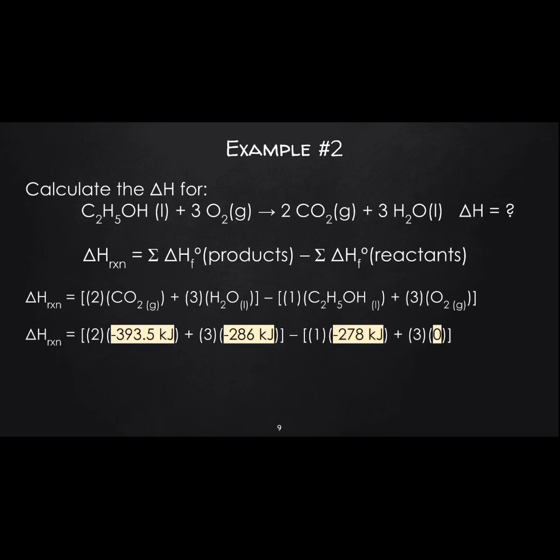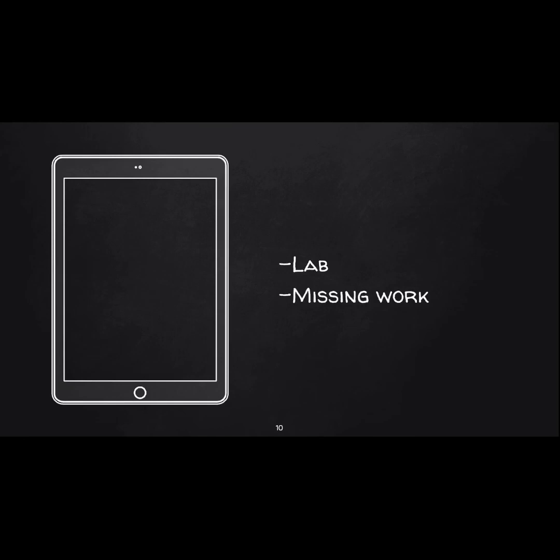I actually pulled these numbers from a different chart from what I am giving you in class, so that is why the numbers look slightly different than what you see on your table. So when I multiply my coefficients and then add everything together and subtract, I would get negative 1367 kilojoules as my final answer. Okay, if you are in class, we will be working on the lab.